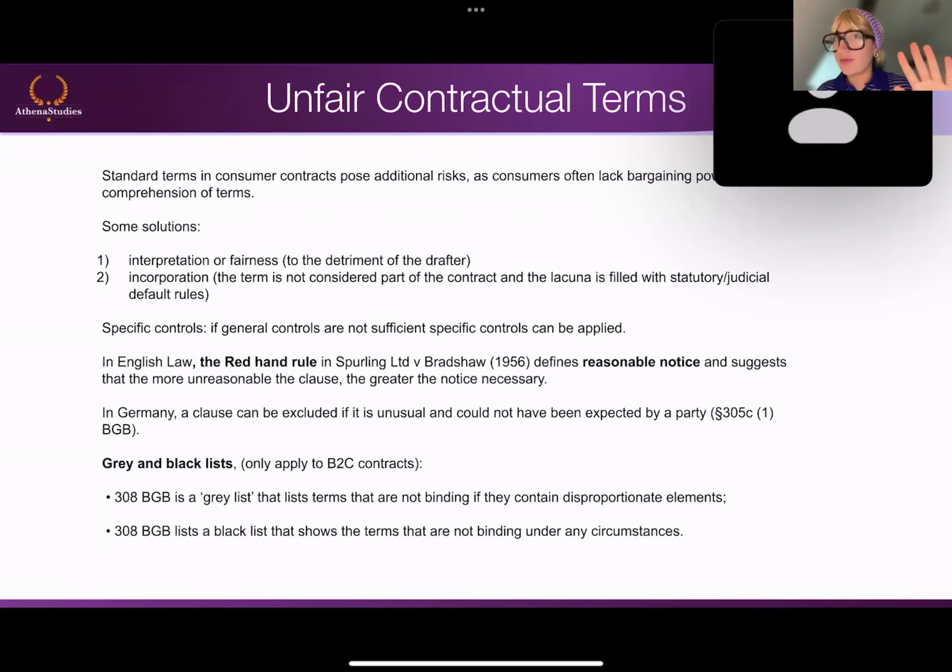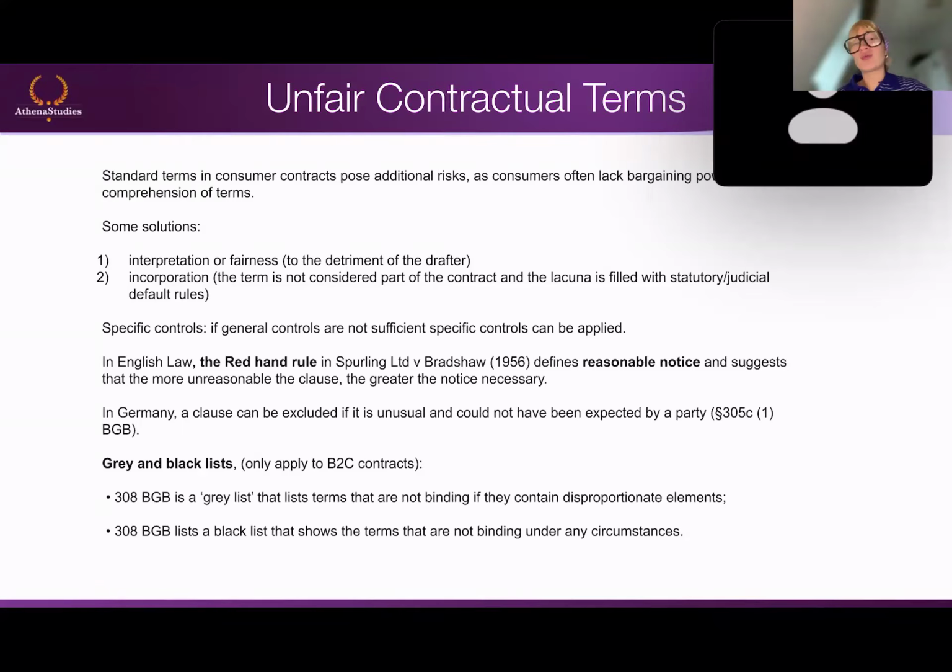So, we're again on unfair contractual terms, but this time we apply English law and German law. In English law, we have the red hand rule, which was established in Sparling versus Bradshaw. It basically says that the more unreasonable the clause is, the better attention has to be paid to it. If the contract that I'm drafting has a very unreasonable clause, I have to highlight it, underline it, and discuss it with my client, saying this is the clause. The more unreasonable, the more attention is needed. This is basically what the red hand rule says.